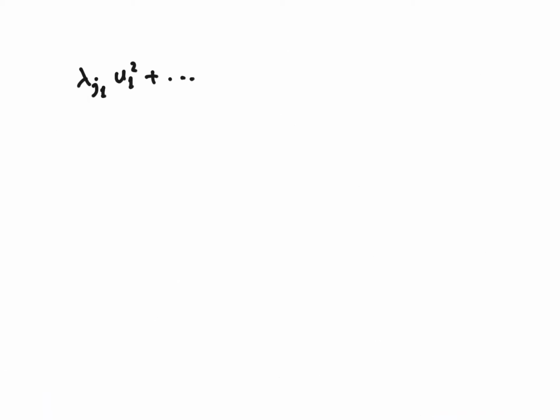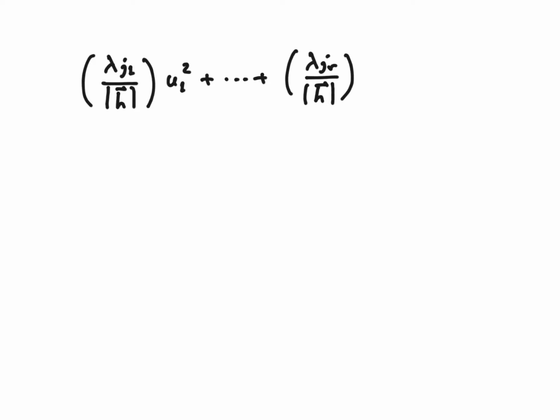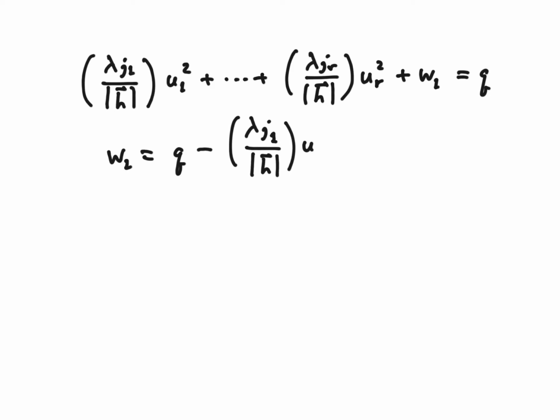Lambda j1 u1 squared, etc. Well, actually now, let me just make sure I'm being really accurate. Remember that I've divided by this norm of h. Times ur squared, and then we just have the single term w1, and then there's the q on the other side. So by isolating w1, of course I have to move all these quadratic terms over.